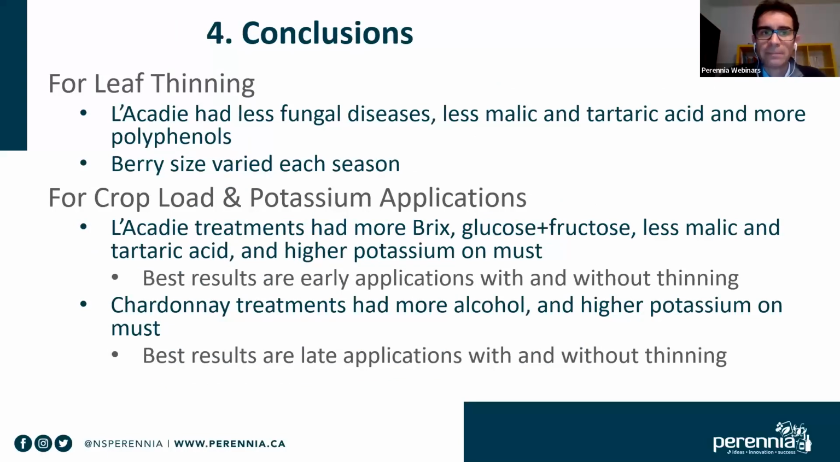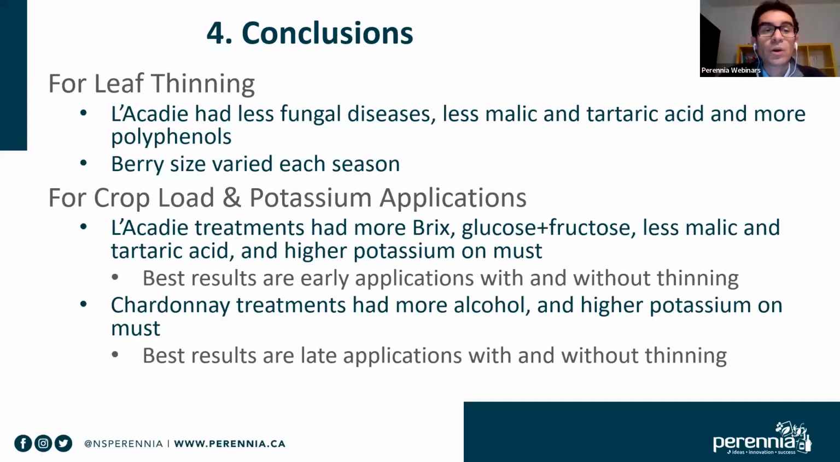So just to wrap up the conclusions for leaf thinning, Lacrosse-A-D had less fungal diseases, less malic and tartaric acid, and more polyphenols. And the berry size varied each season. I told you, as anecdotal, it takes 1 minute per panel of 4 plants, which was taking, oh my God, my apologies, it takes like 11 hours per hectare or 4 hours, 27 minutes per acre. Sadly, in the case of Pinot Noir, we weren't able to see results due to the work from the vineyard crew.